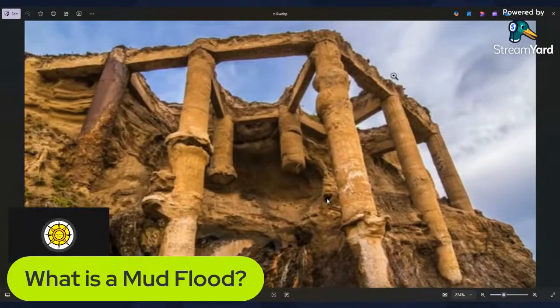Now, does anybody know where this particular location is? This has been featured before by a couple other alternative researchers and other explorers.